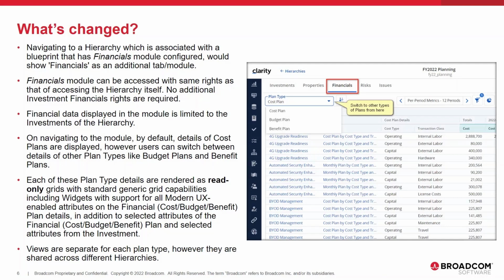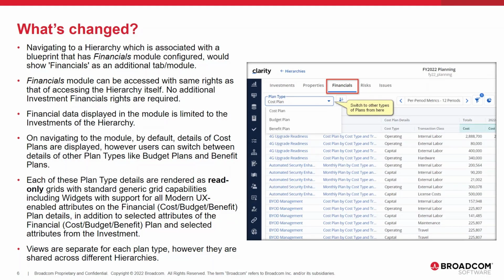When it comes to access, the financials module can be accessed with the same rights as that of accessing the hierarchy itself. No additional financial rights are required. And the data displayed in the module is limited to the investments of the hierarchy. Once we navigate to the module, by default, details of cost plans are displayed. However, users can switch between other plan types like the budget plan and the benefit plan.